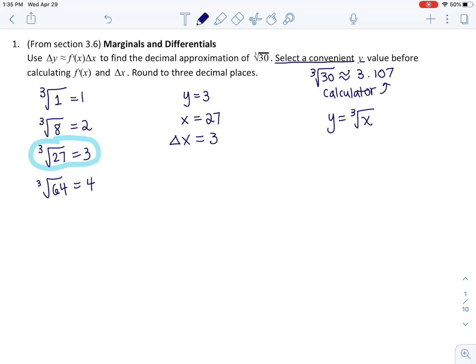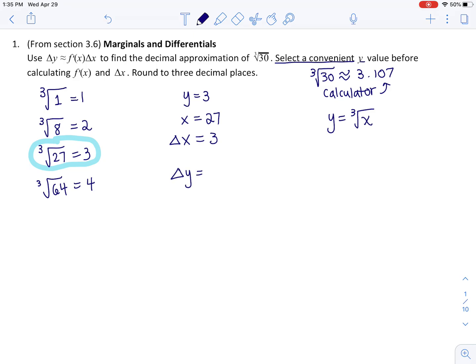So what's delta x? How far away is 27 from 30? Your delta x is 3, right? Because x plus delta x is that x value that we want to find. So 27 is 3 away from 30.